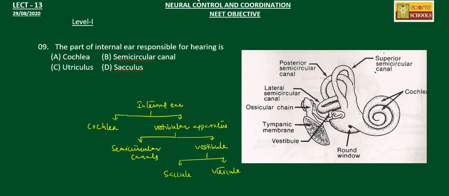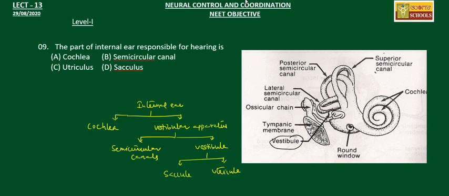Okay, right. And here in the picture the three semicircular canals you can see, posterior, so this is the posterior canal, this is a superior canal, and this is a lateral semicircular canal here. So this portion is the vestibule, you can see here this vestibule. And you can even see round window which will be present at the base of cochlea, right?